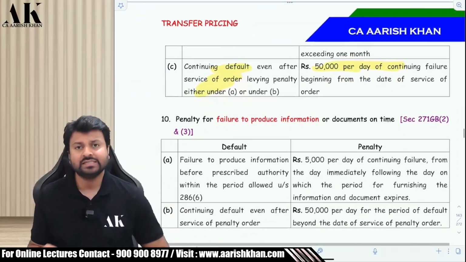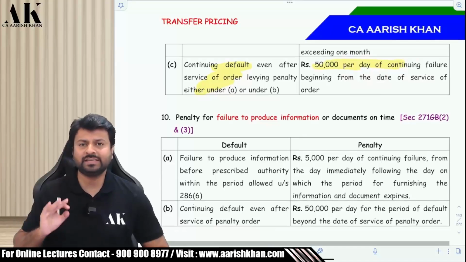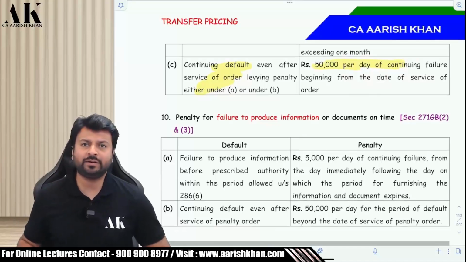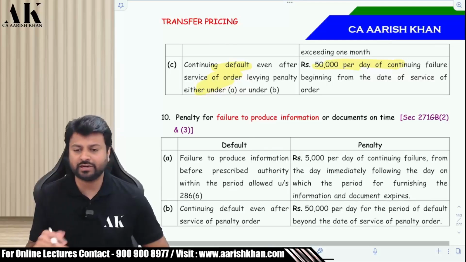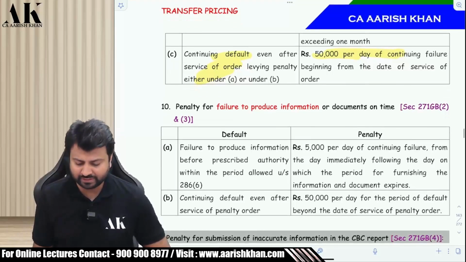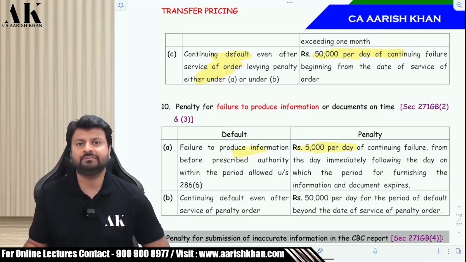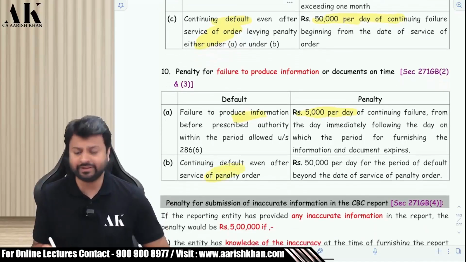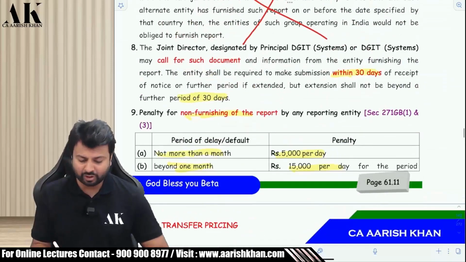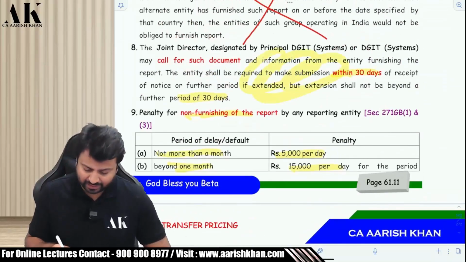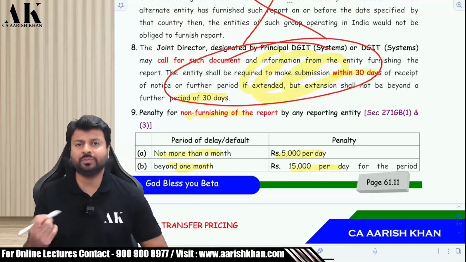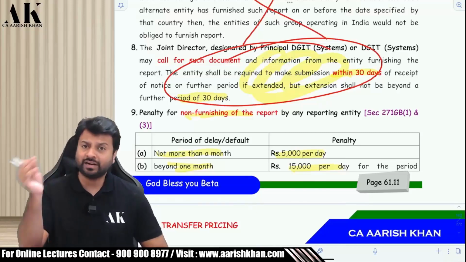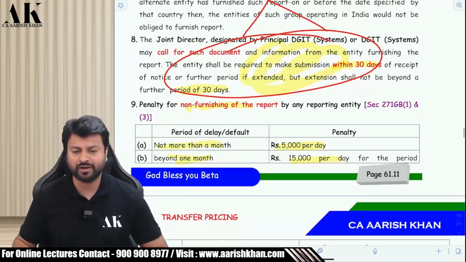Check. Second, as I have told you, the CBCR authority, that is joint director, principal director, they will call for certain information and you have to give them within 30 days. If you don't give them within 30 days, then 5,000 rupees per day. And after that, they will send you a penalty notice. And even after that, if you don't give them, then it is 50,000 rupees per day. I am talking about this point. If you violate this particular condition, then there is a penalty of 5,000 rupees for first few days. And after that, when they send you a notice of penalty order, after that also you don't reply to them, then 50,000 rupees per day.